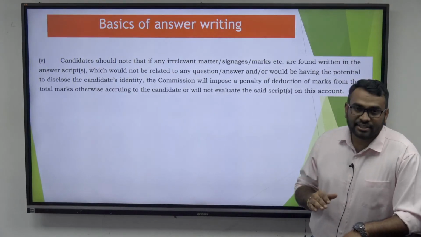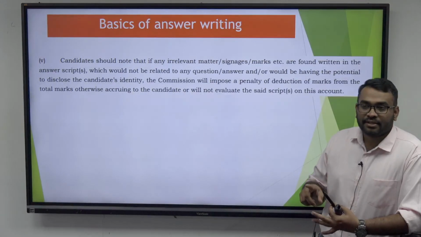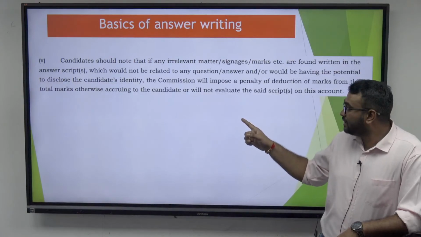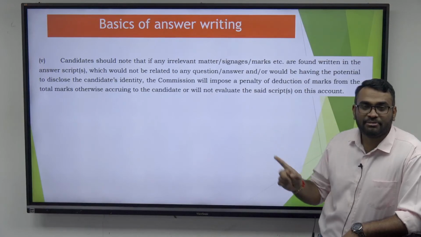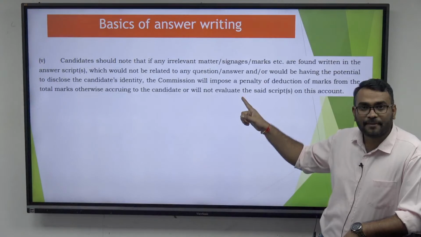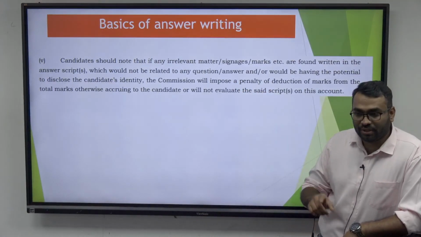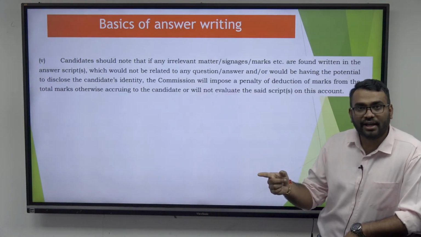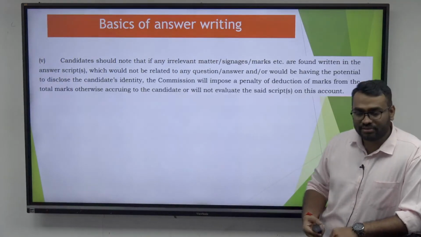Throughout your answer copy, nothing of your personal identity, nothing of your religious identity, nothing of your biases should be reflected in your answer copies. If at all it is there, they will impose a penalty. There will be deduction of the marks. So it is much better to focus on the demand of the question, address the demand, but don't go into irrelevant matter. Whatever the demand of the question is, try to address it and don't go out of the answer's context, right? That is one important thing. They will be deducting the marks for that also, right?